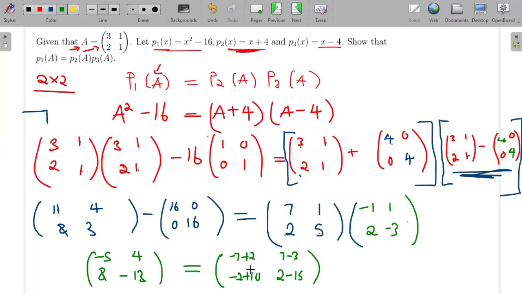So you see that this guy here, okay, here I'm just going to have minus 5 when I combine this. Here I'm going to have 4. Here I'm going to have 8. Here I'm going to have minus 13. So we see that the left-hand side is actually equal to the what? The right-hand side. Okay, so we are going to say hence shown.